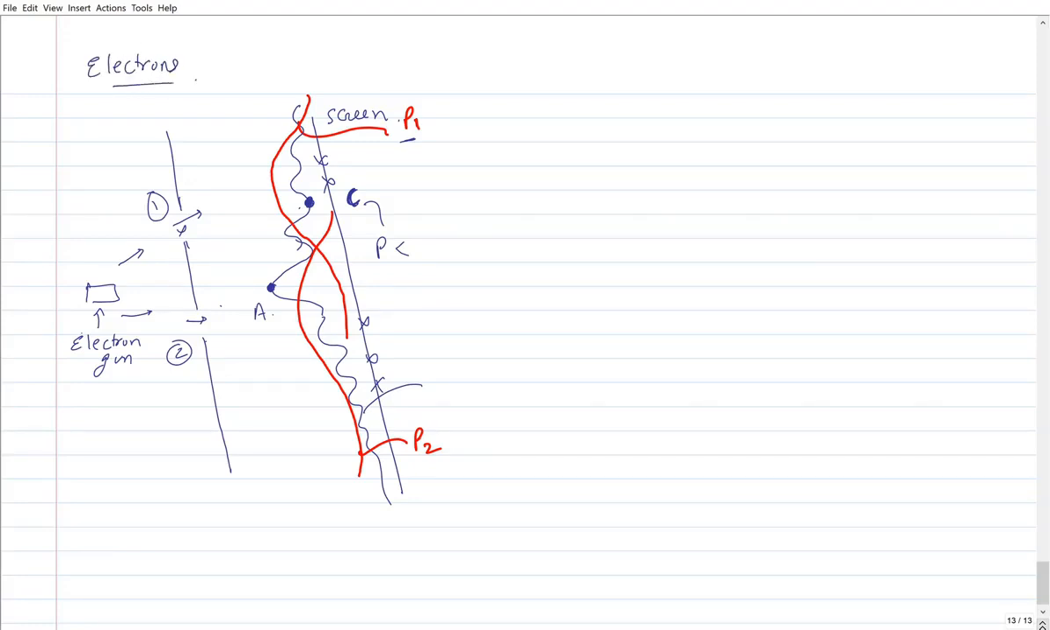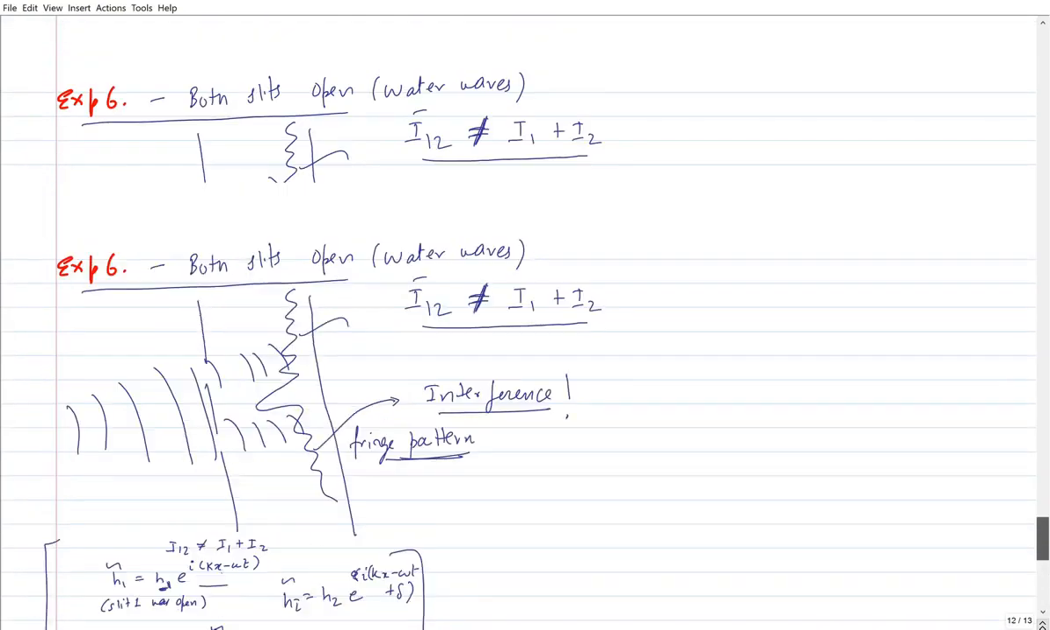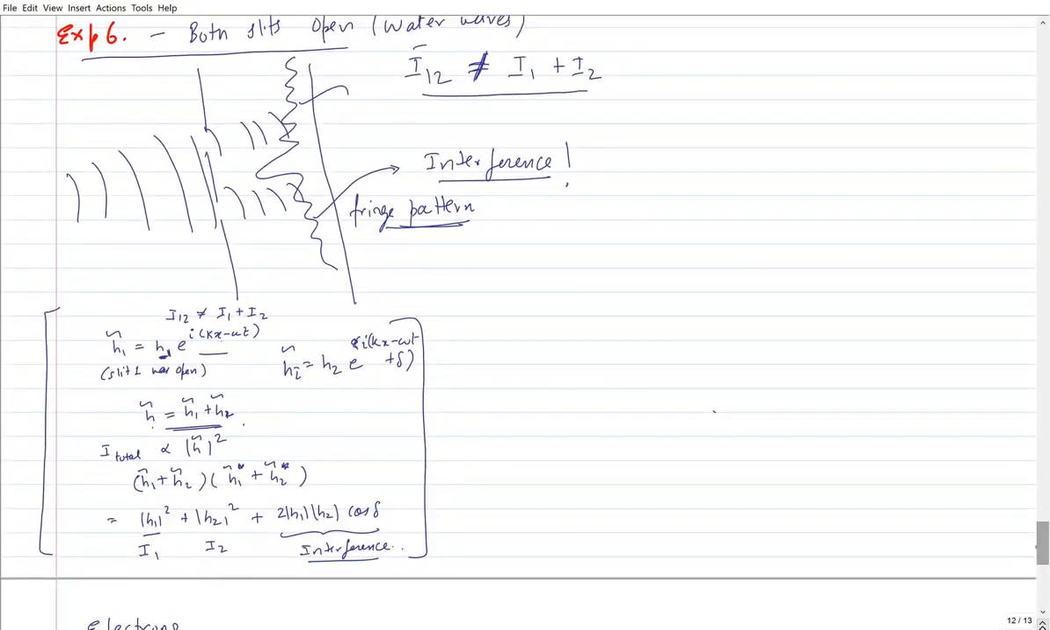Now, what we observed for electrons was a similar situation. When the two slits were open, we had the so-called interference pattern, and P12 was not equal to P1 plus P2. However, the interference pattern we got for electrons was similar to the interference pattern we got for the water waves.